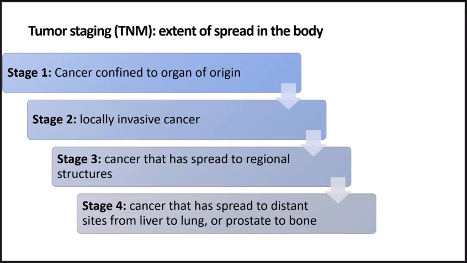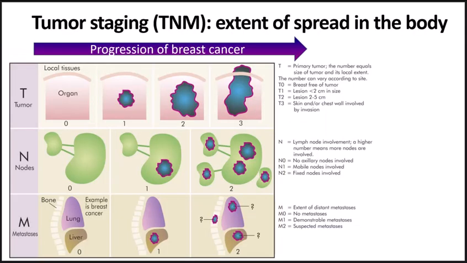Stage 2, usually still a very good prognosis. This is where it has invaded tissue in the area, so local invasion. Stage 3, cancer has spread to regional structures. And then stage 4, cancer has spread to distant sites from, say, the liver where it originated to the lung, or the prostate where it originated to the bone. So let's make a little bit more sense of this and the TNM staging system.